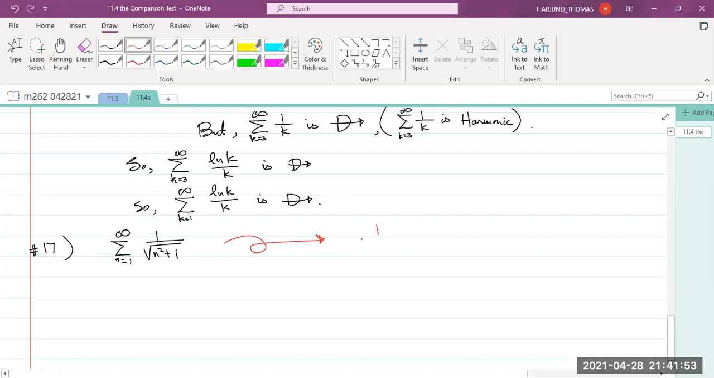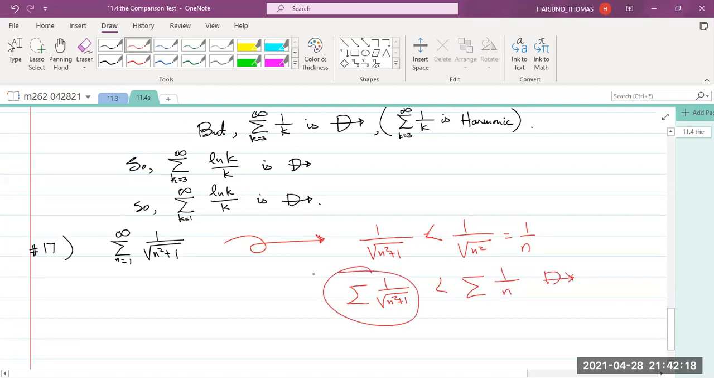Because of the following. You may think that you want to bound it above by 1 over square root of n squared, which is 1 over n, right? You can bound it above that way. But the thing is this: if you bound it above by something divergent, and this is divergent by the way, it does not mean this is divergent. No. If you want to bound it above, you have to bound it above by something convergent to say that the original series is convergent. You cannot bound it above by something divergent and say this is divergent.